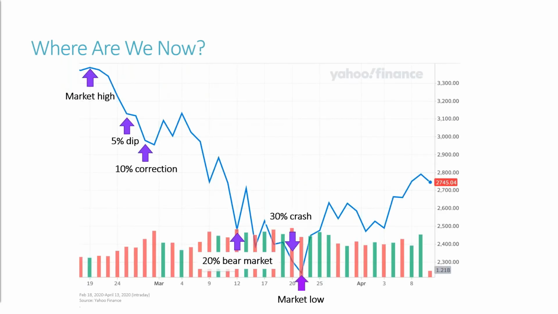All right, so next, where are we now? This is a chart of the S&P 500 stock index. The market high here we hit on, as I mentioned, February 19th. So the first purple arrow there was when we hit that first market high. We hit a 5% dip there pretty quickly. Still in February, we hit a 10% correction around the end of February. The market came back a little bit, and then boom, boom, boom. We just had sell-off after sell-off, and that's when we went into bear market territory very quickly on March 12th or so.